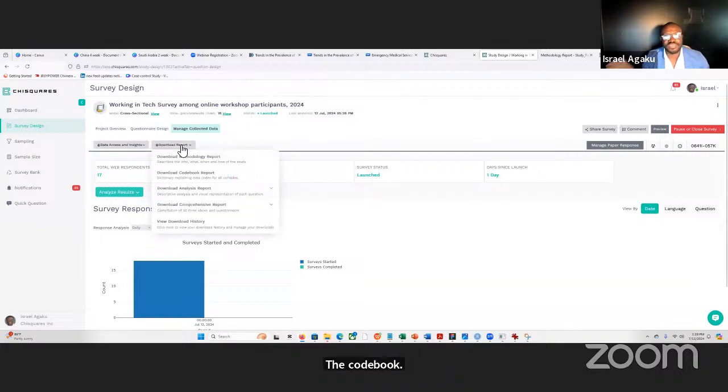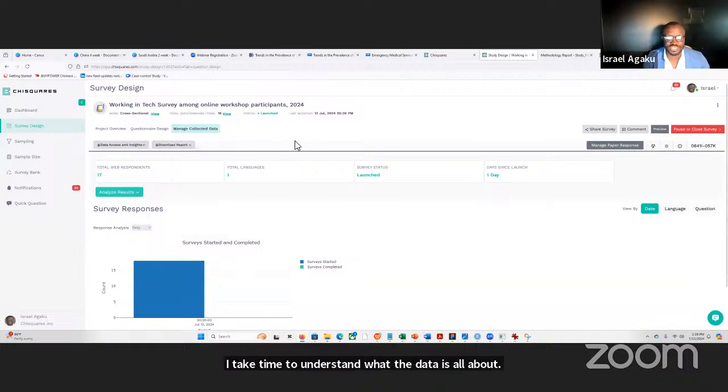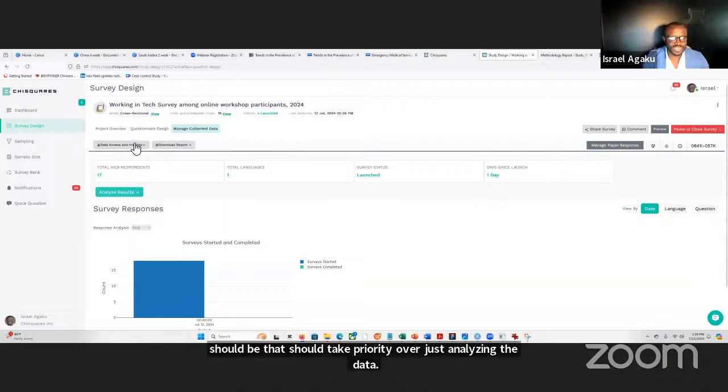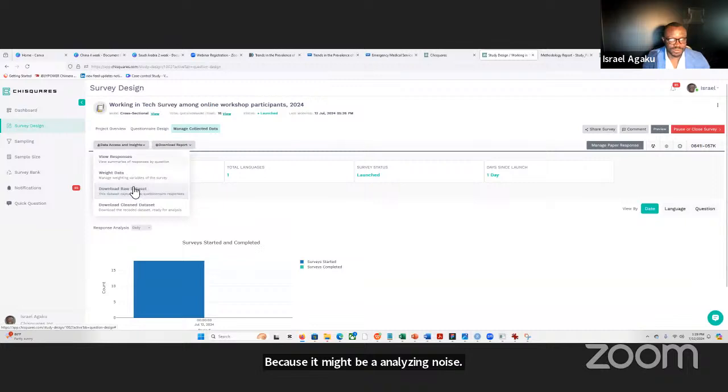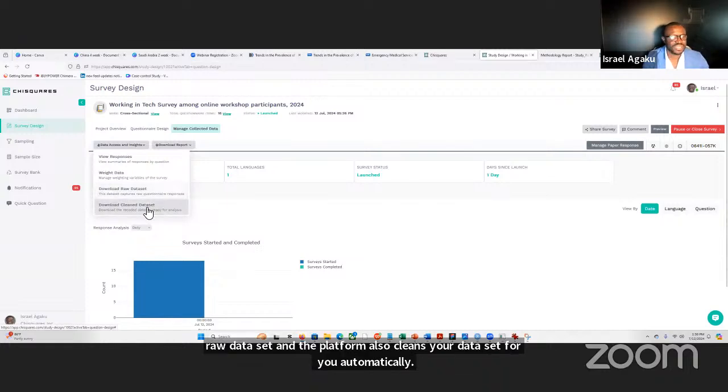It's very important that when you have data, you don't just rush into the analysis of the data, that you take time to understand what the data is all about. That should take priority over just analyzing the data, because you might be analyzing noise. So it's great to come here and download the data set. On the Chi-Squares platform, you get both the raw data set, and the platform also cleans your data set for you automatically. So if you access the clean data set, it's already clean and ready for analysis.